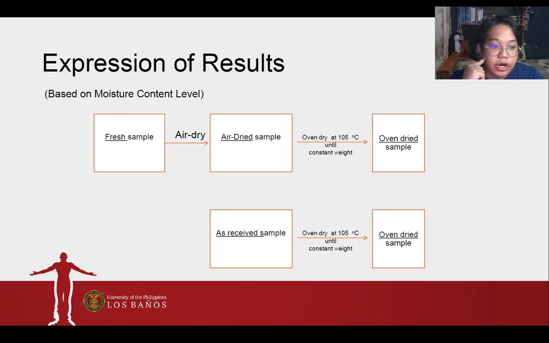So based from your moisture content level, the expression of the result can be varying, no? Kapag sa fresh sample, i-air dry niyo muna siya, then you have the air dried sample, then your air dried sample will be subjected to oven drying, then you'll have the oven dried sample. Kapag naman hindi fresh yung inyong sample, for example, biscuits or mga junk foods natin, so as received sample yon. Kung ano yung sample niyo as received, yun yung isa-subject natin for oven drying. Unlike yung fresh, kailangan pa natin i-air dry before natin siya i-subject to oven drying.